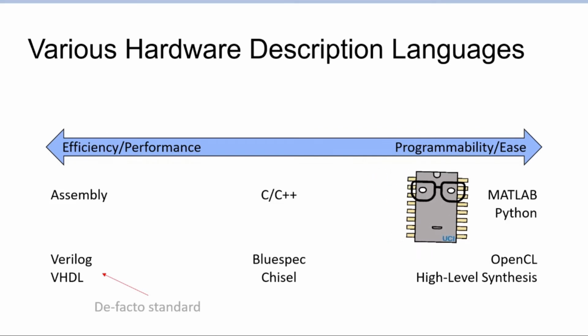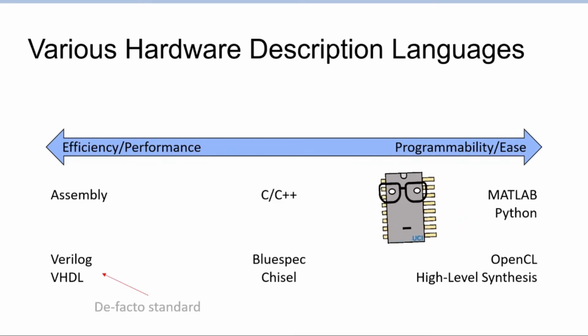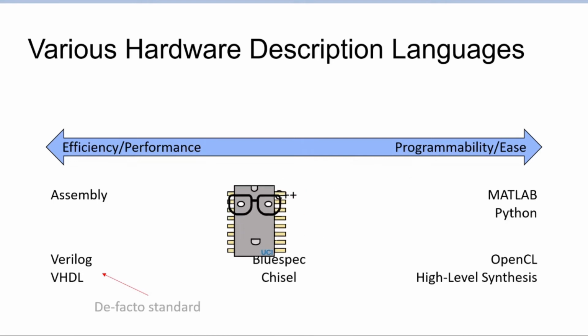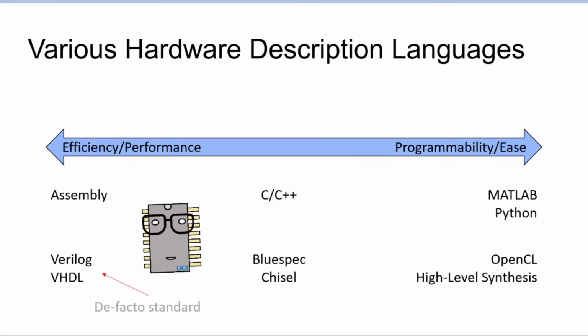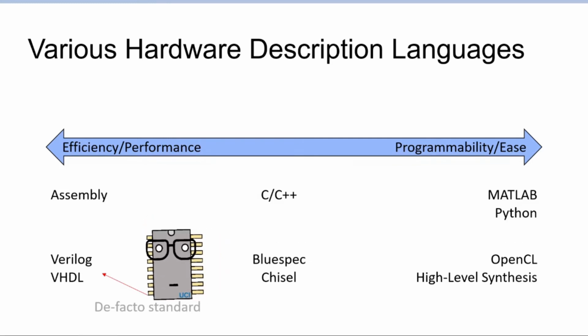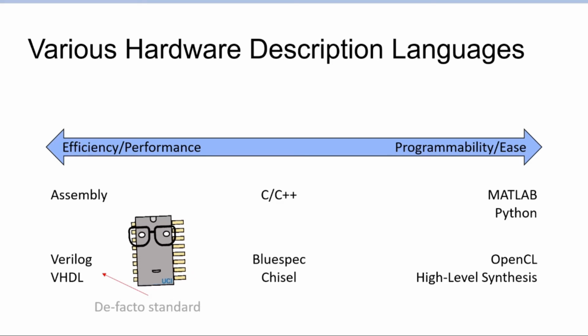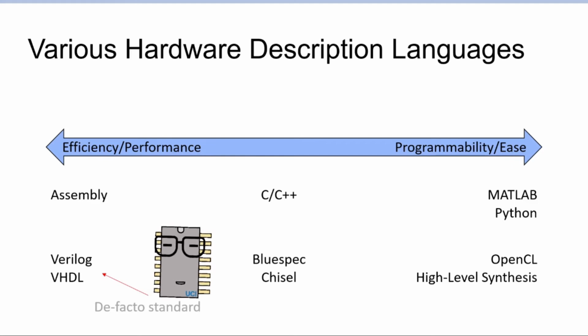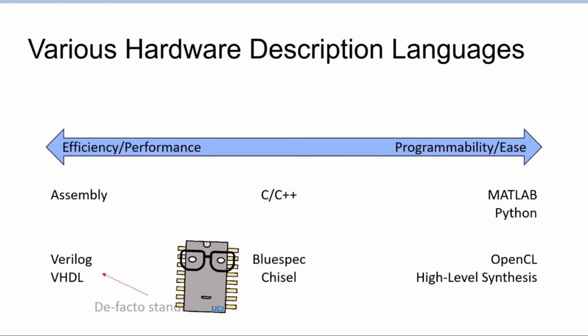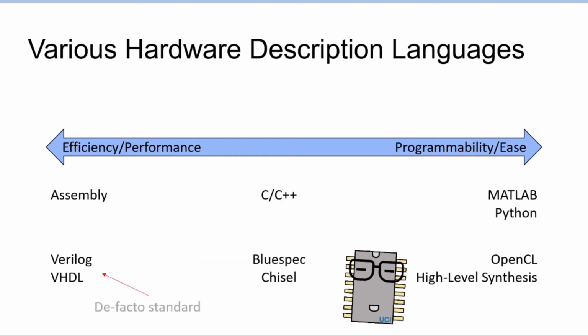But if you go to the very programmable languages like MATLAB or Python, you will get a loss of performance compared to C and C++, and Rust and these kinds of compiled languages. On the hardware side, it's kind of similar. At the very difficult to use, but high performance if you do a good job end, you have things like Verilog and VHDL, which are de facto standards in the industry right now. In the middle, you have languages like Bluespec, Chisel, and Spinal HDL. And on the right end, you have high-level synthesis languages, C2 gates, and OpenCL.